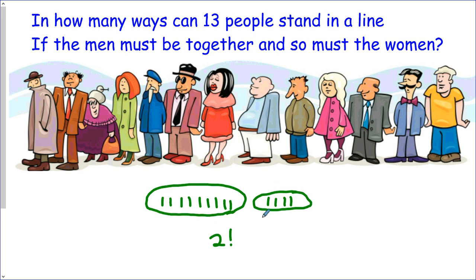I can either have the men on the left and then the women on the right, or the other way around. However, for every single one of those arrangements, these 9 men can actually stand in 9 factorial different orders. And for every single arrangement, these 4 women can stand in 4 factorial different orders. So that little cognitive trick of putting a kind of rubber band around them gives us our ability to calculate the final answer.